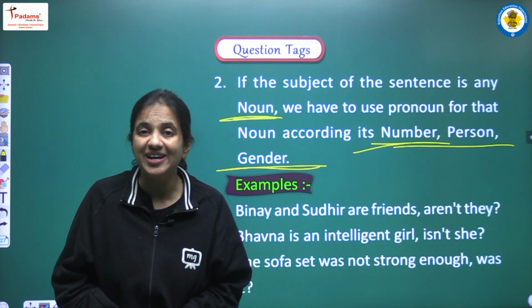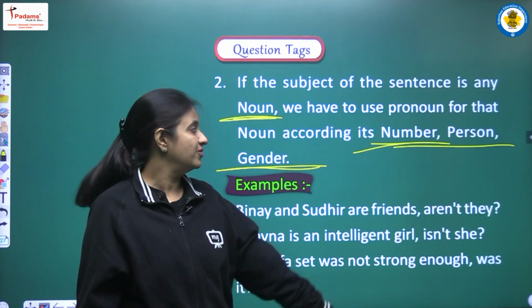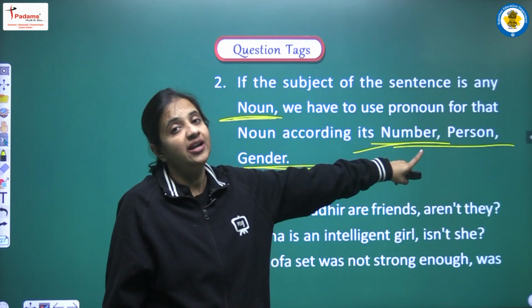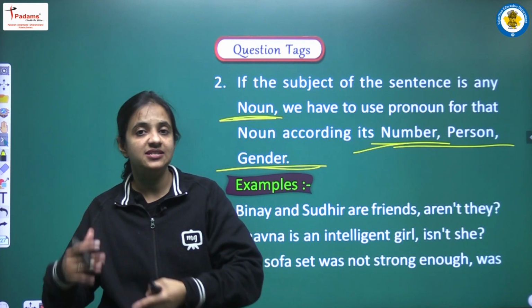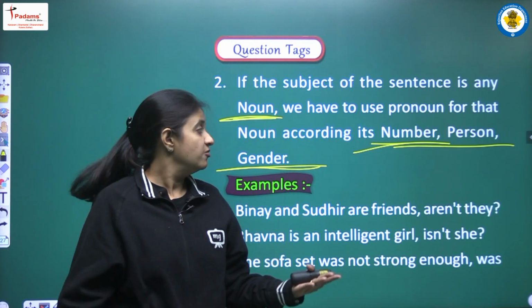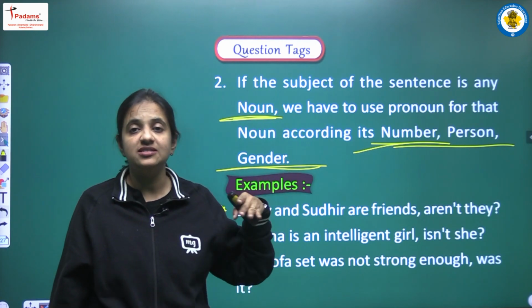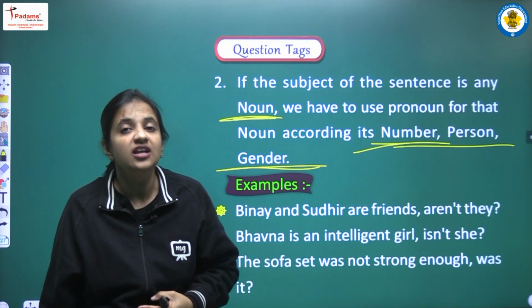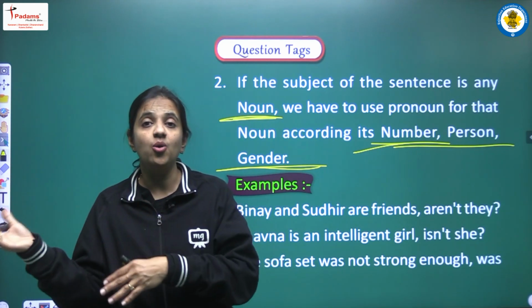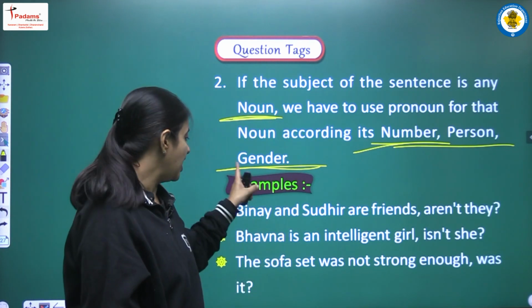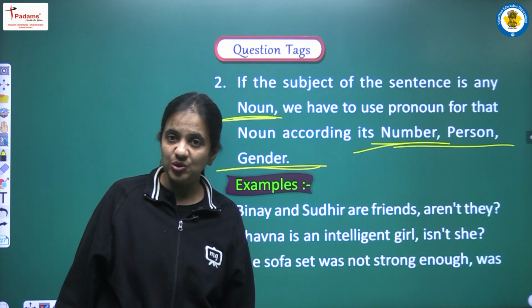So it is clear that we have to convert that noun into a pronoun. But how can we convert? Yes, we have to convert according to the number. I hope it is clear to you all. Number means we can say it's singular or plural. We can say gender, which means masculine, feminine, neutral. So according to these things we have to convert the noun into a pronoun. We have some examples here to clear this.